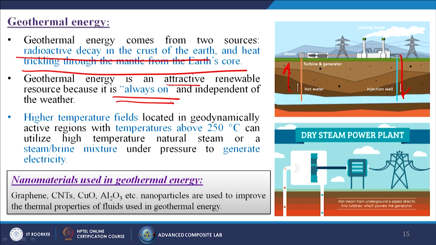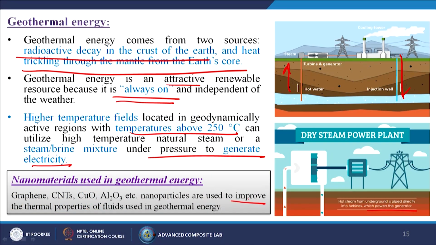Higher temperature fields located in geodynamically active regions, with temperatures above 250 degrees centigrade, can utilize high temperature natural steam or a steam brine mixture. Brine is nothing but some kind of salty water. The steam brine mixture under pressure generates the electricity itself. So, in this particular case you can see hot steam from underground is piped directly into the turbines which power the generator itself.